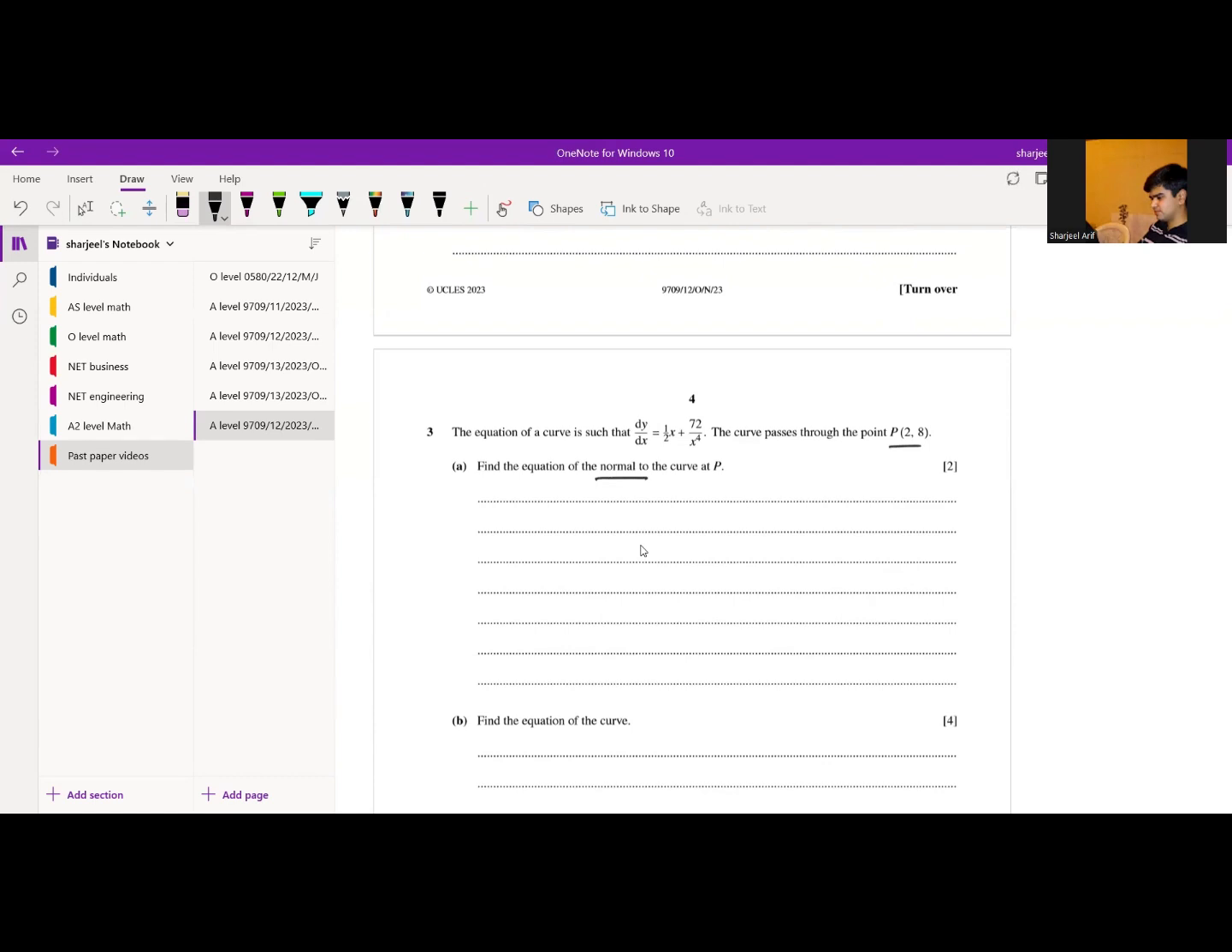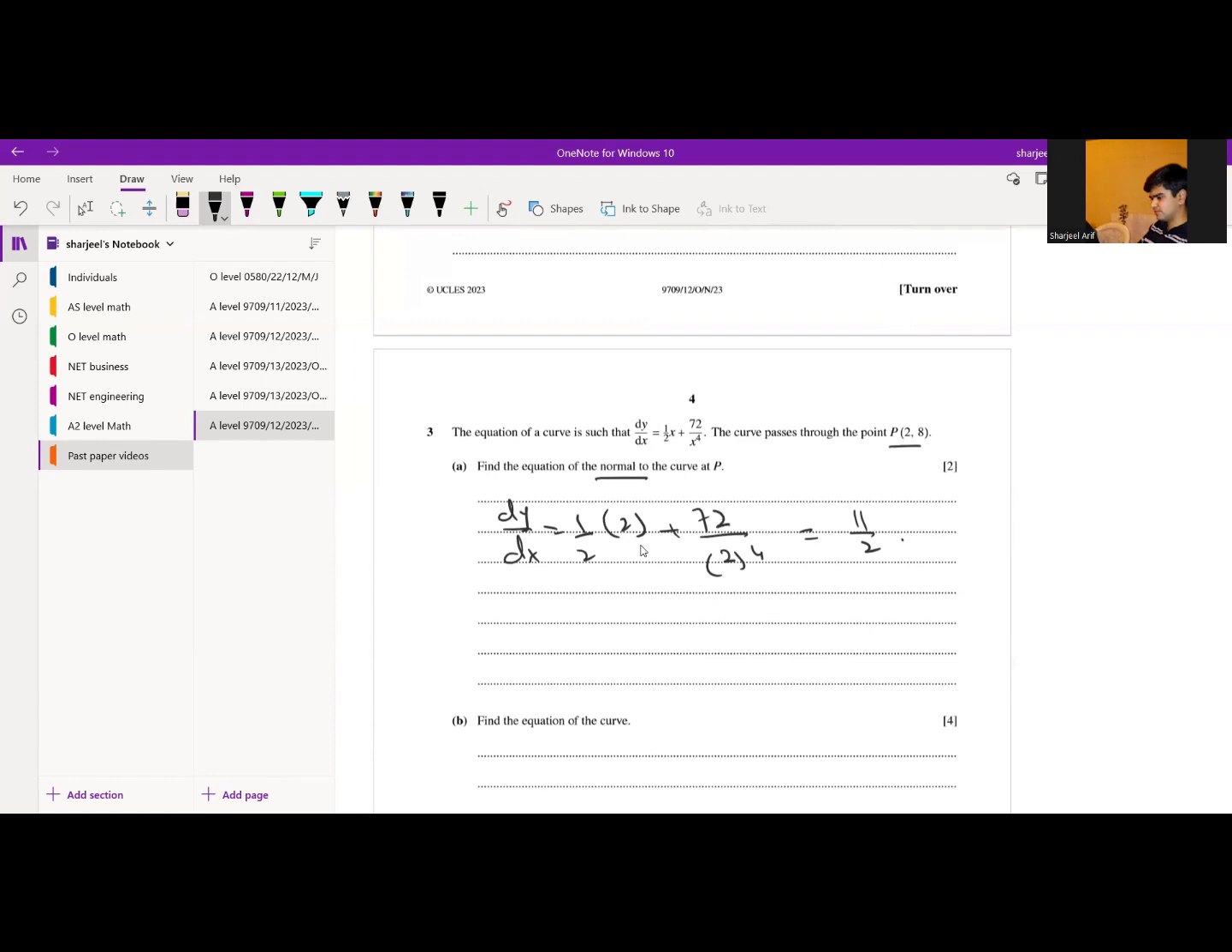So for this part, we have to find the gradient of the tangent to the curve. For that, we have to substitute the value of 2 in dy by dx. We will get 1 over 2 into 2 plus 72 divided by 2 power 4. This will be equal to 11 divided by 2. This is the gradient of the tangent.